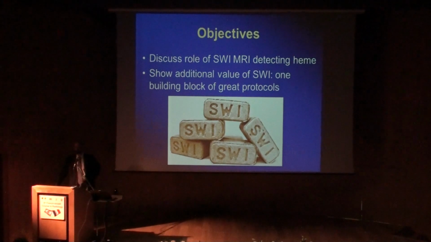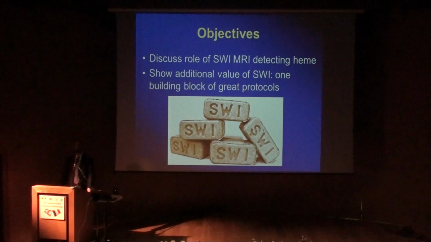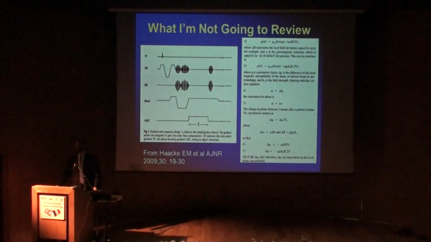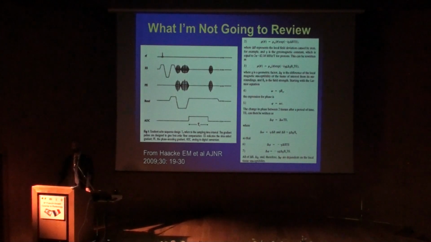Today what I'd like to do is to discuss the role of susceptibility-weighted MRI in neuroradiology, initially talking about its value in detecting hemorrhagic products, but also showing some additional value of susceptibility-weighted MRI, particularly as it relates to research as well as in the detection of calcification and iron in the brain. What I'm not going to review, since I'm not a physicist and not a pulse sequence programmer, is the pulse sequence, but I will refer you to the initial reference from Mark Haacke in the American Journal of Neuroradiology 2009, which describes the pulse sequence.